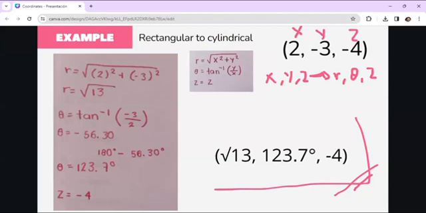Theta is equal to negative 55. Theta is equal to 120. Z is equal to negative 4. Next.